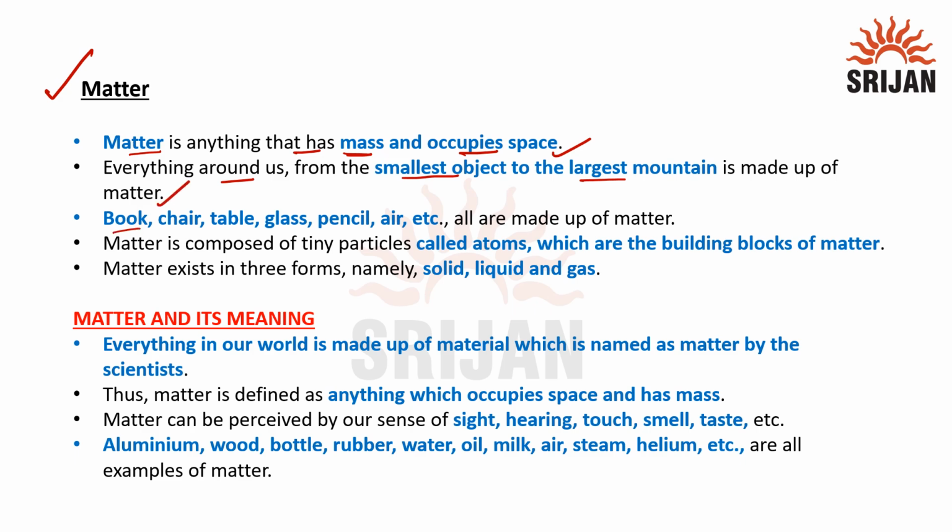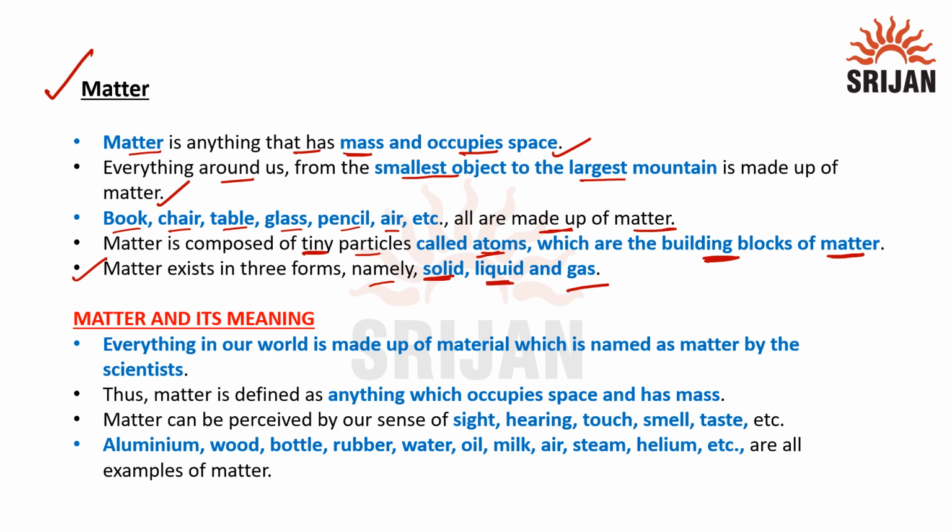Book, chair, table, glass, pencil, air, etc. are all made up of matter. Matter is composed of tiny particles which are called atoms. So what are atoms? Atoms are the smallest unit of matter, which are the building blocks of matter. Matter exists in three forms, namely solid, liquid and gas.